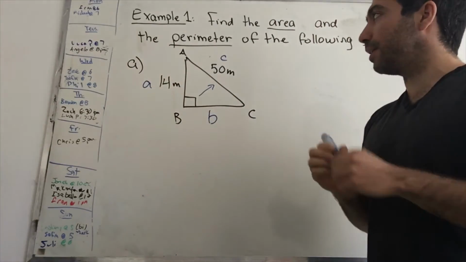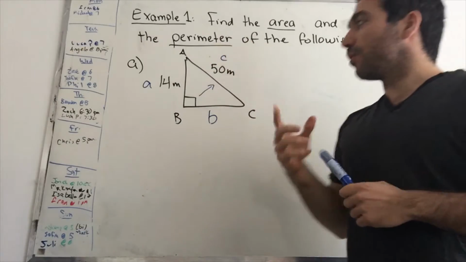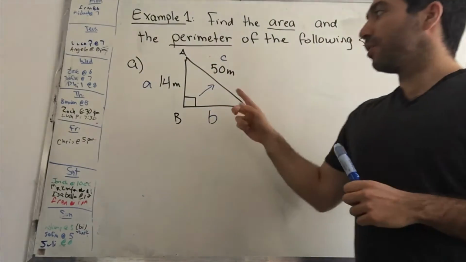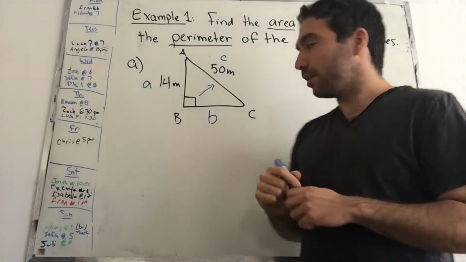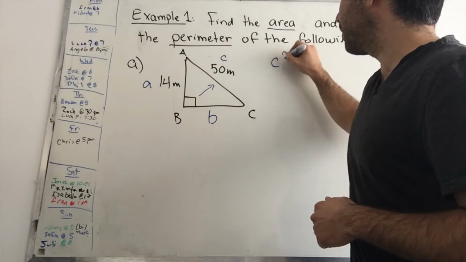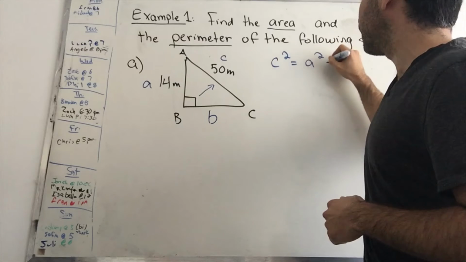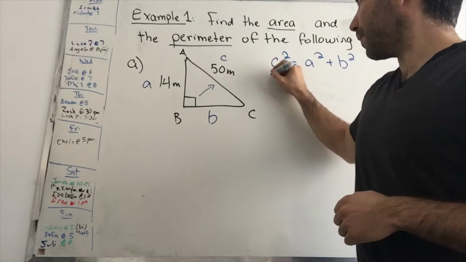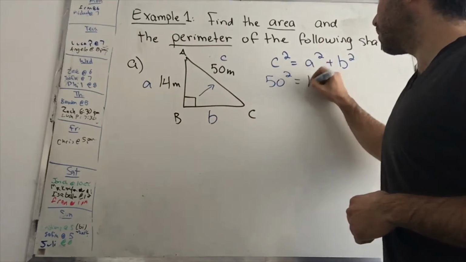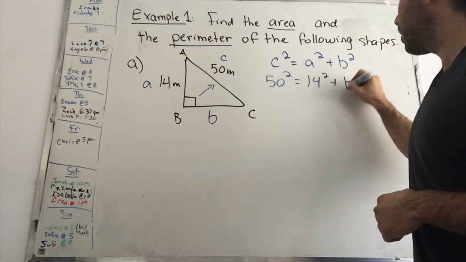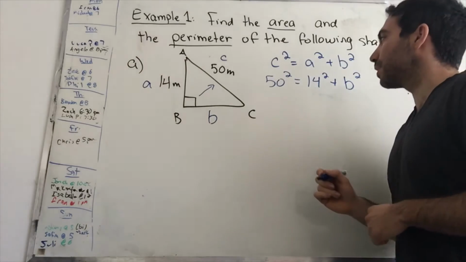So let's start off by finding the perimeter. In order to find the perimeter, you have to add up all the sides. We're missing B. We have to find B. So let's apply Pythagorean theorem and solve for the missing side. So we get 50 squared equals A is 14 squared, and we're looking for B, the base.